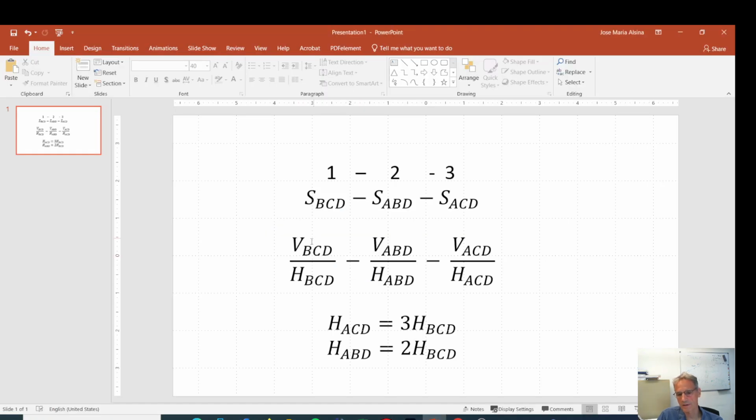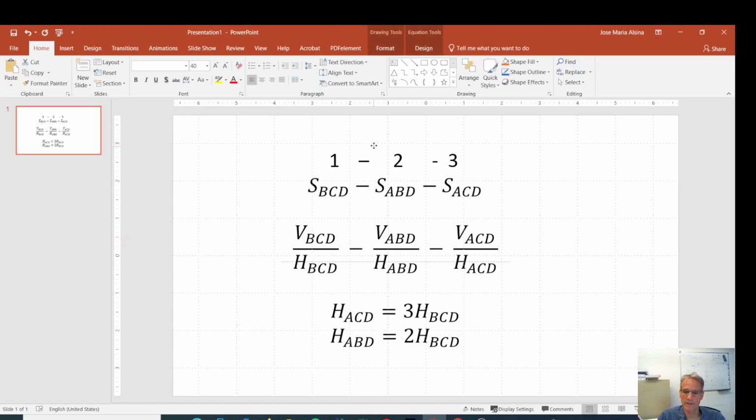So I will keep the vertical elevation constant at 100 for everyone, and then I will set ratios between the horizontal distances. If this slope is 3 times that one, so this is equal to 3, then the horizontal distance of ACD in reality is 3 times that of BCD. And if this slope is 2 times that one, then the horizontal distance of ABD is 2 times the horizontal distance of BCD. At the end we are using the definition that the slope is a ratio between the vertical and the horizontal elevation. So this is what I'm going to do now.